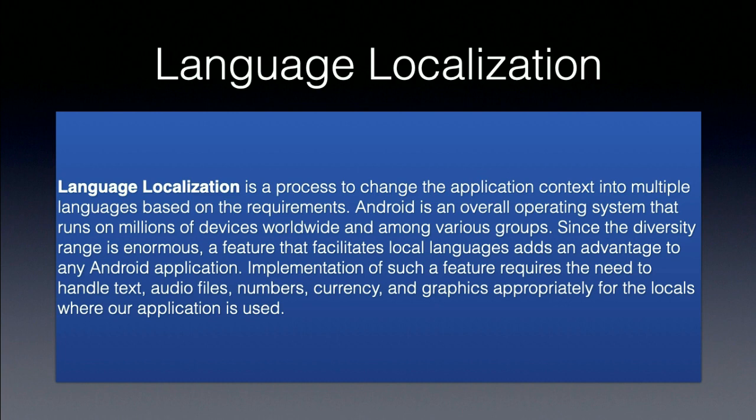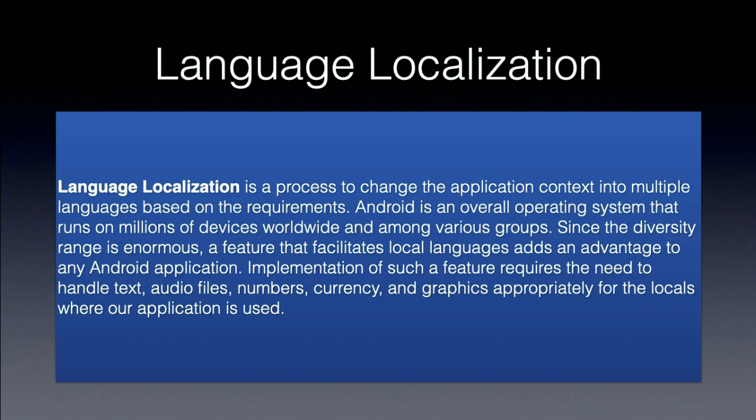Android is an operating system that runs on millions of devices worldwide and among various groups. Since the diversity range is enormous, a feature that facilitates local languages adds an advantage to any Android application. So we have to implement such features, and that means we need to handle text, audio files, and numbers according to the localized forms. So how can we do that?